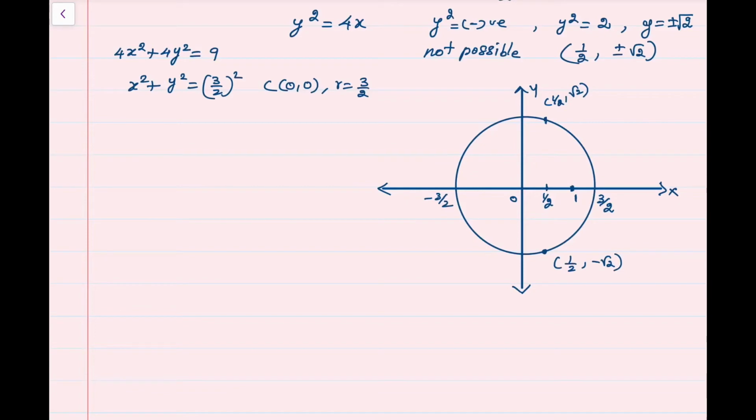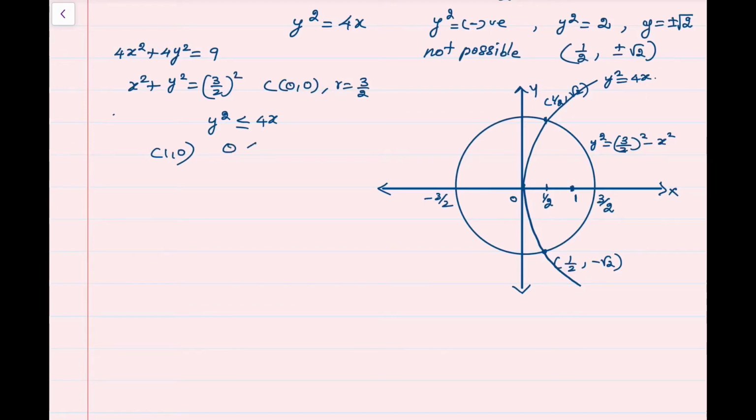The parabola is a right side parabola which passes through the origin. Let us complete the parabola. Equation of the circle is y square equal to 3 by 2 the whole square minus x square, and equation of the parabola is y square equal to 4x. Now we have to check which area to be shaded. The inequality given for the parabola is y square less than or equal to 4x. We will substitute (1, 0) to check. We cannot substitute (0, 0) for checking because the parabola passes through the origin.